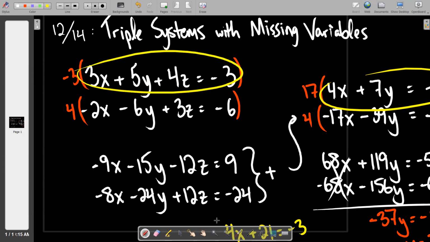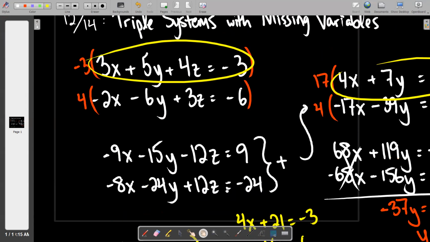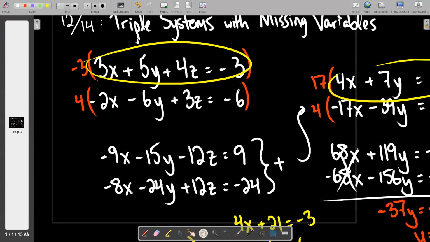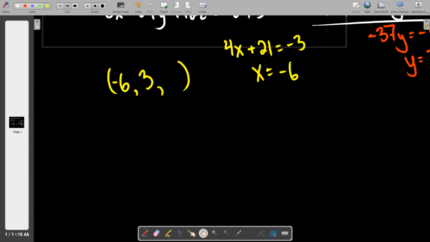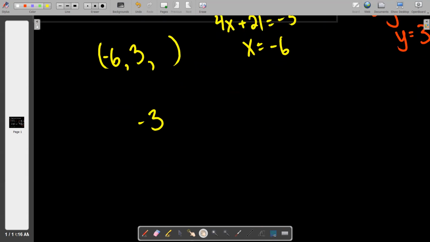So now that we have a negative 6 and a positive 3, if we rewrite that equation that I just circled in yellow, it'd be negative 18 plus, what was y again? 3. So yeah, plus 15 plus 4z equals negative 3. What's negative 18 plus 15? Negative 3. So you wind up with this negative 3 plus 4z.